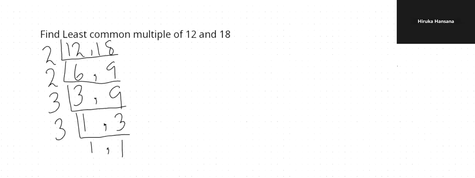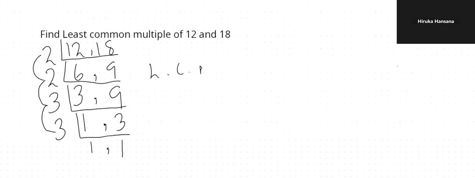Whatever the sum, if there are 2 or more numbers, you have to divide until you get ones for all of these. Once you get ones for all of these, to find the least common multiple you have to multiply these numbers. You have to take the product of these numbers. Okay, let's take the product of these numbers.